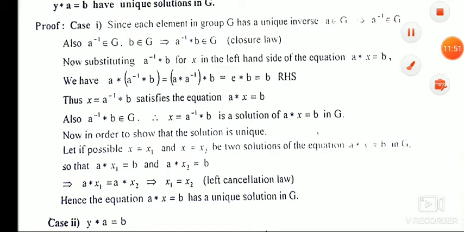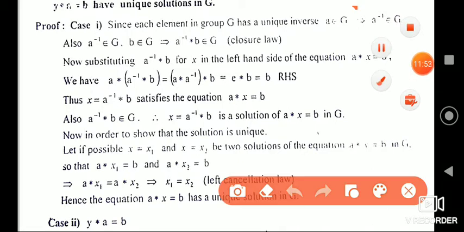What we are doing here is we start with A star X and try to get B. We'll substitute some value for X, take the binary operation with A, and get B. So what is the chosen substitution for X? That is A inverse star B.